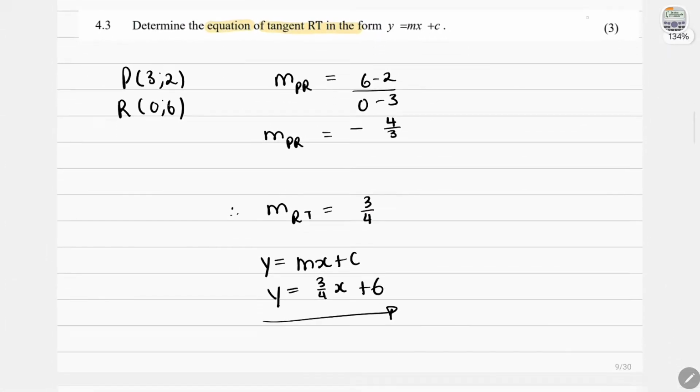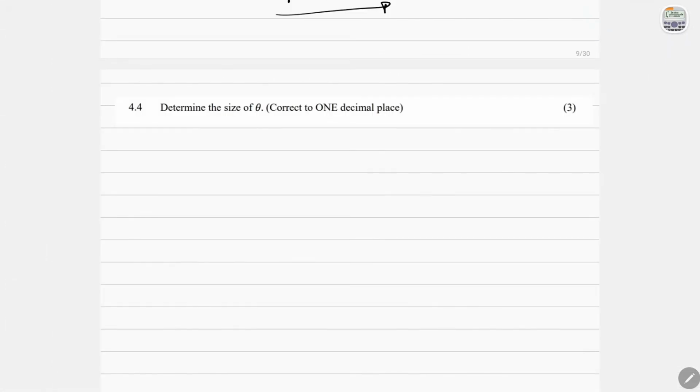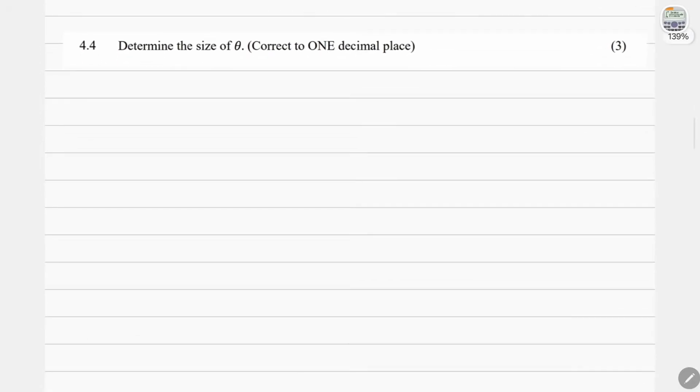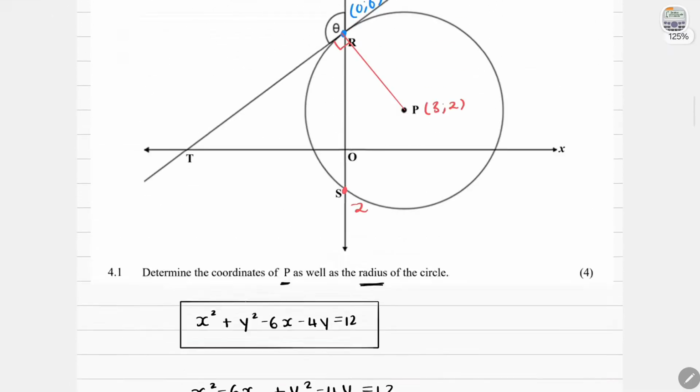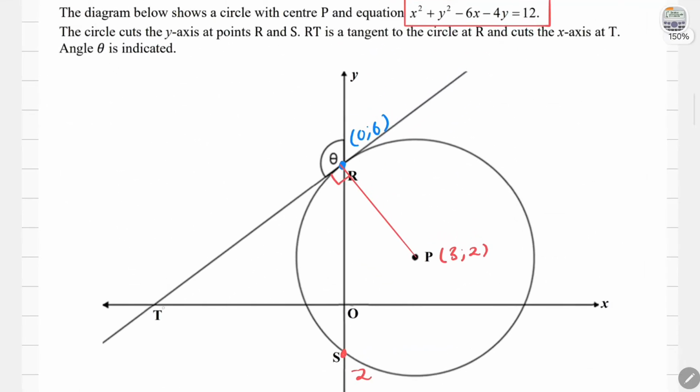Okay, moving on to the next question. Question 4.4 says, determine the size of theta correct to 1 decimal place. So let's look at theta. Theta is on this line TR, it's really formed by it.